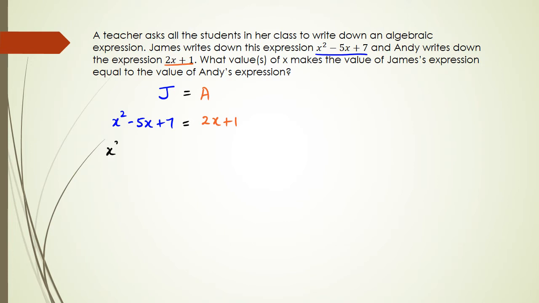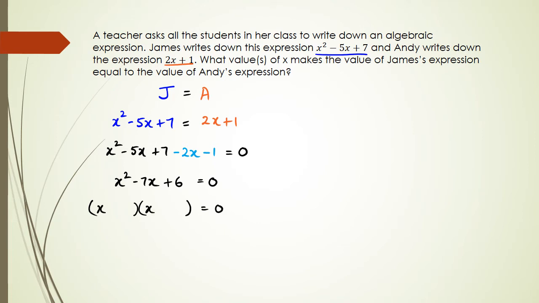So here I'm going to have x squared minus 5x plus 7, and then when I bring the 2x and 1 to this side, it becomes minus 2x minus 1, and all of this is equal to 0. So the quadratic now can be simplified to x squared minus 7x plus 6, and that is equal to 0. At this point we need to factorize this, so we're looking for two numbers that multiply to positive 6 and add up to minus 7. So the two numbers are negative 6 and negative 1.